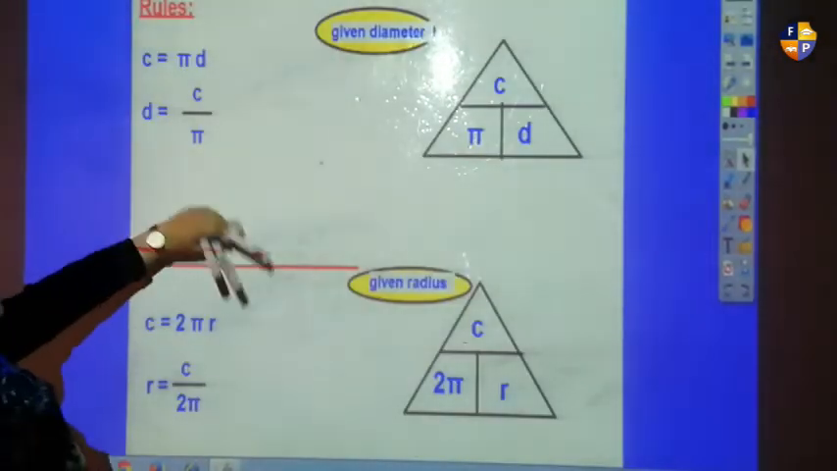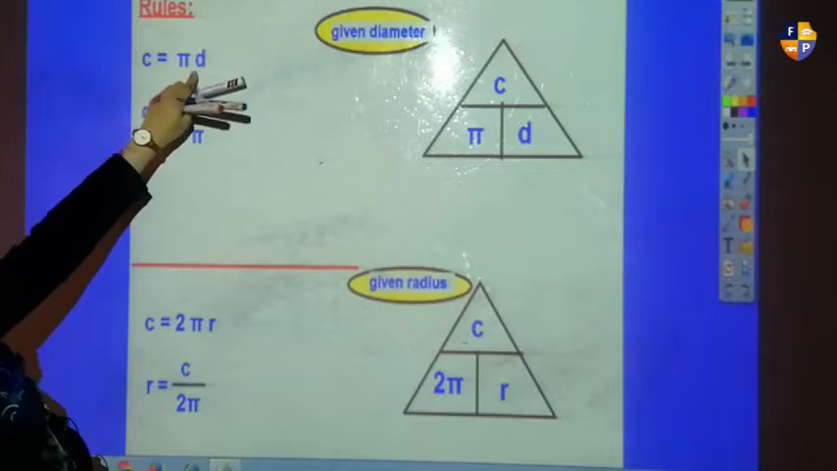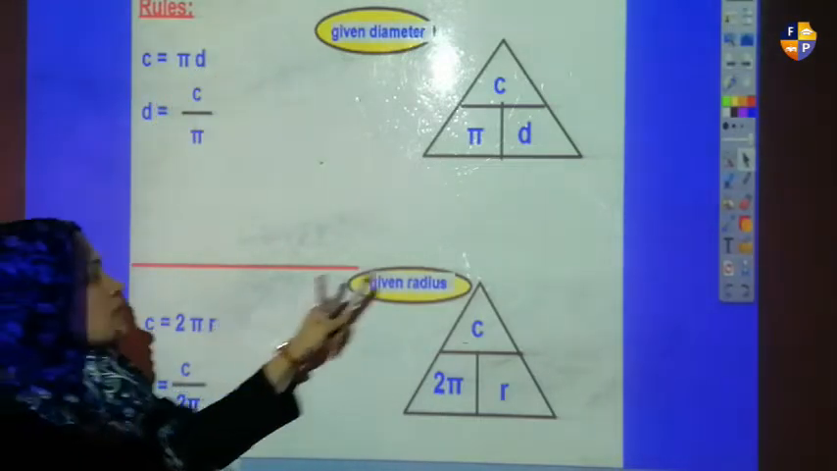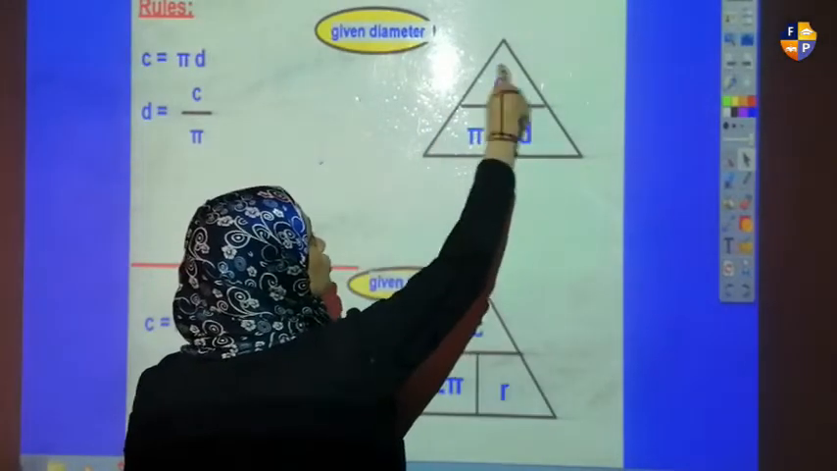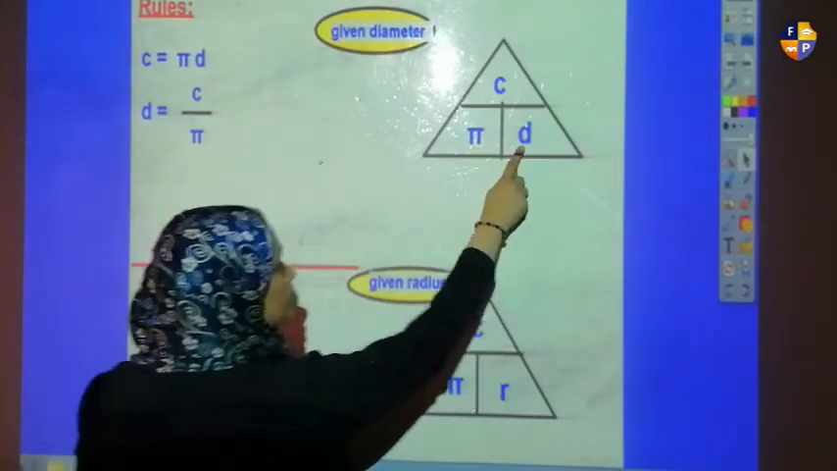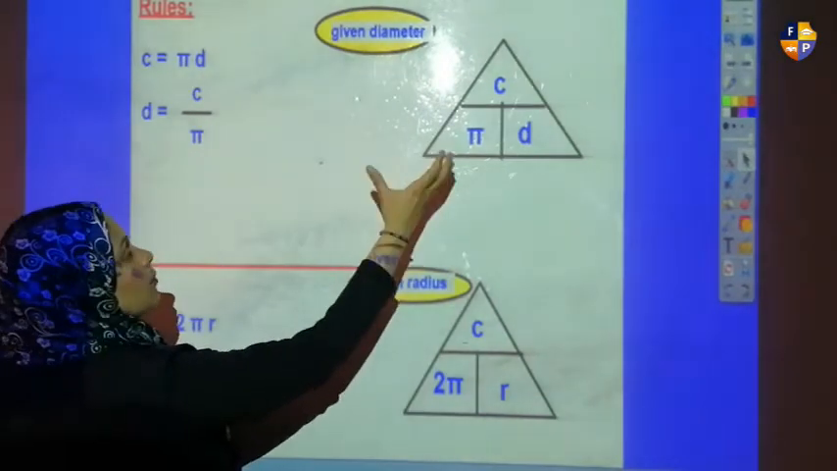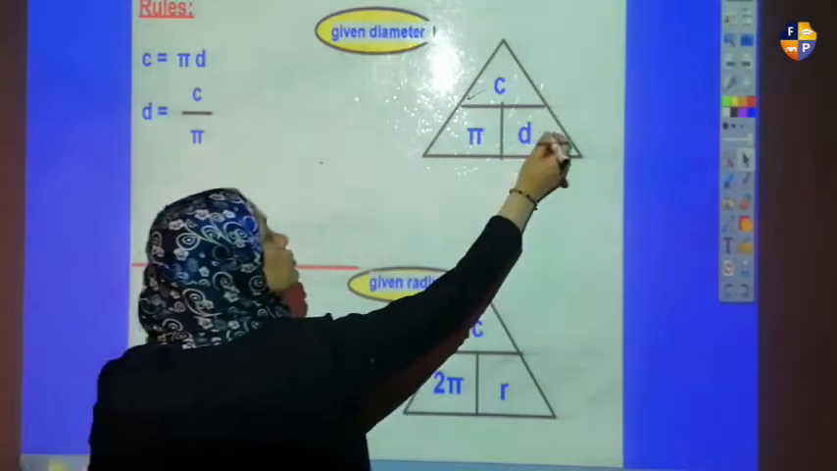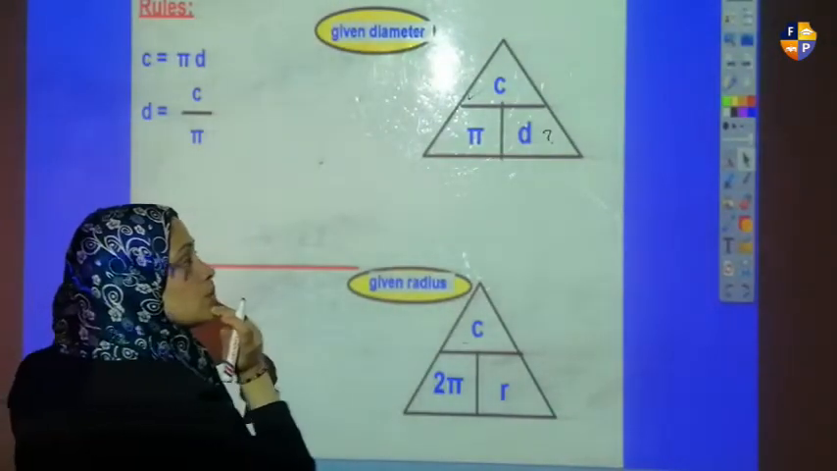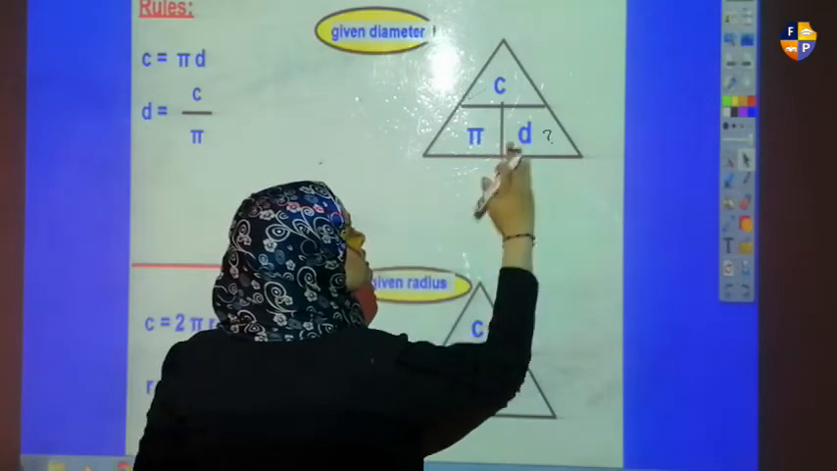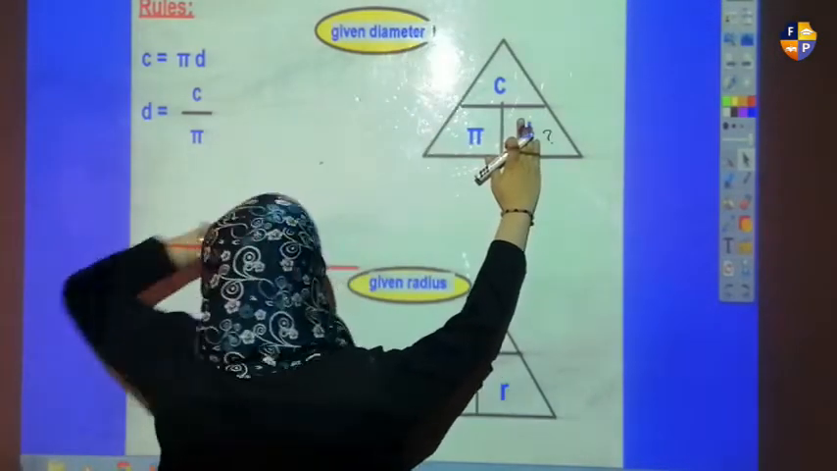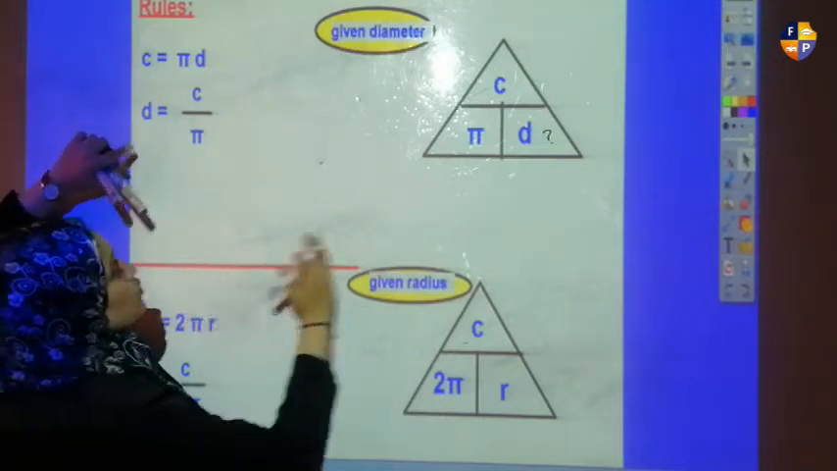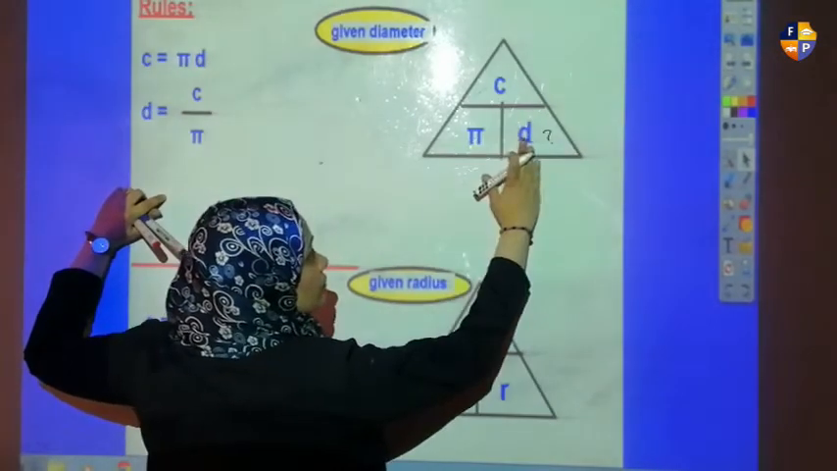So we have two rules for the circumference of the circle: pi times d, like we said before, and 2 pi r. In the magic triangle, if you want to find the circumference, multiply by d. But if he gives me the circumference and wants the diameter, what should I do? I will hide the diameter, and after that divide the circumference by pi. So the diameter equals the circumference divided by pi.